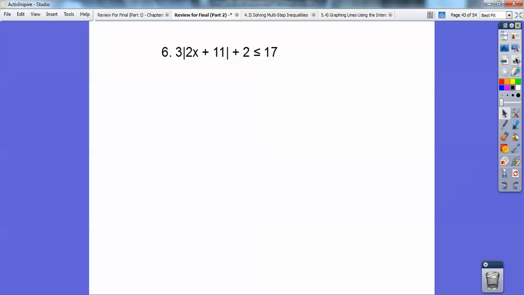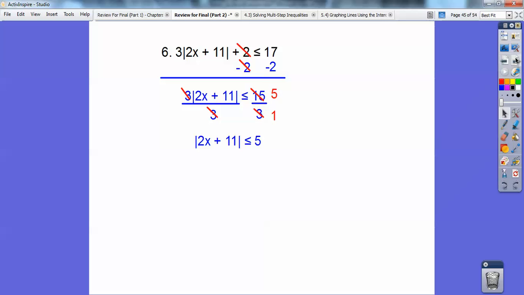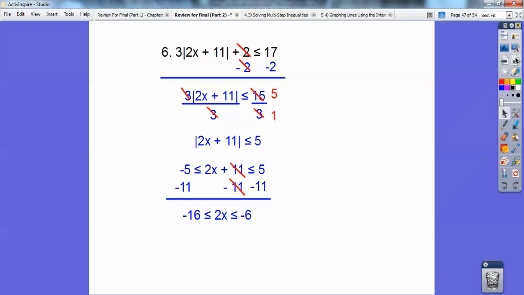All right, on this one, you guys got to subtract the 2, and you get 15, and then divide by 3. I'm tired, you guys. It's late tonight. Okay, and then now I'm going to subtract 11. I know that's not an excuse, but I make mistakes in class all the time. You kids catch me all the time. So, and then here I'm going to divide by 2.